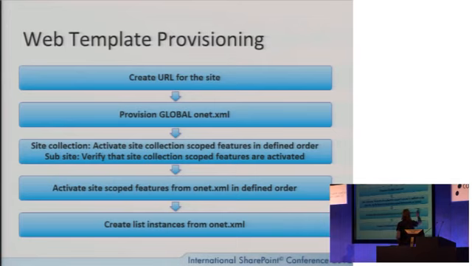This was different in SharePoint 2007. In SharePoint 2007, SharePoint would activate all the site collection scoped features on the site collection level, even though you were creating a subsite. The next step is that all the site scoped features, in the order in which they are defined in the ONET.xml, will be activated. And the last step is that any list instances that are specified in your ONET.xml will be created.